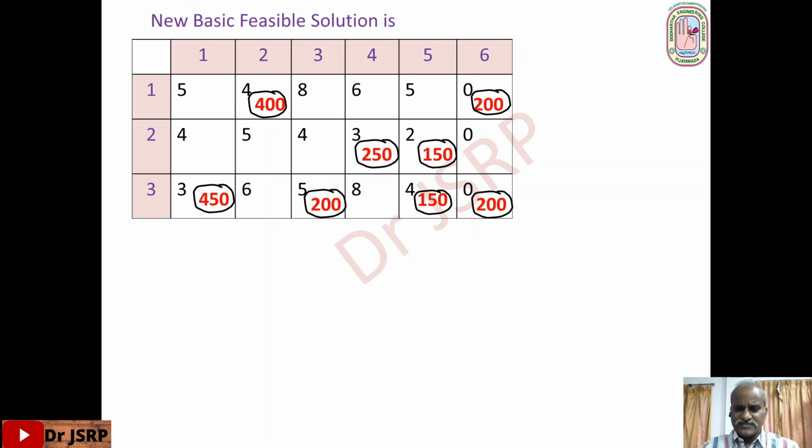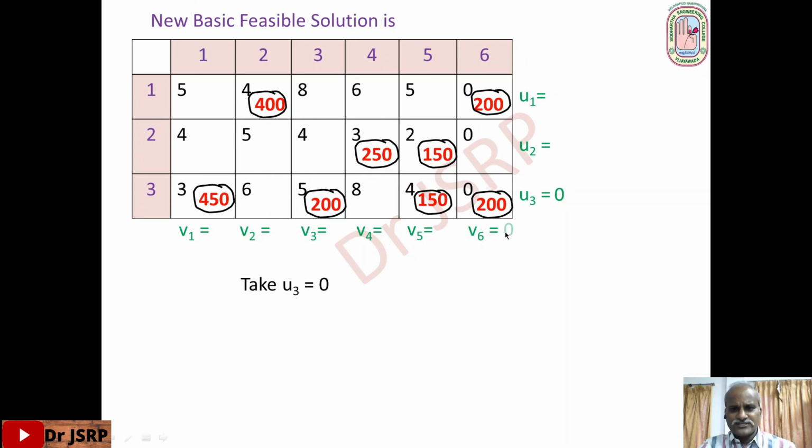For that, repeat the same process. Find U values for rows, that is U1, U2, U3, and find V values for columns V1, V2, V3, V4, V5, V6, and the relation is Ui plus Vj equal Cij for a basic cell (i, j). So observe the table, identify the row or column with more basic cells. So clearly the third row has more basic cells. So take U3 equal 0 arbitrarily.